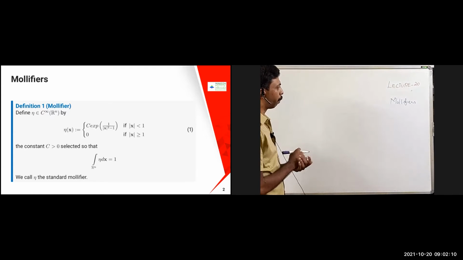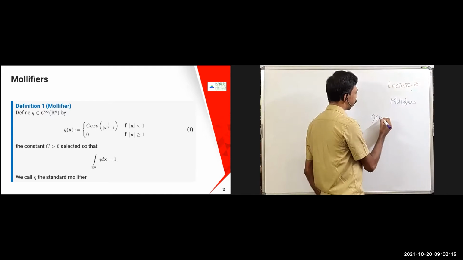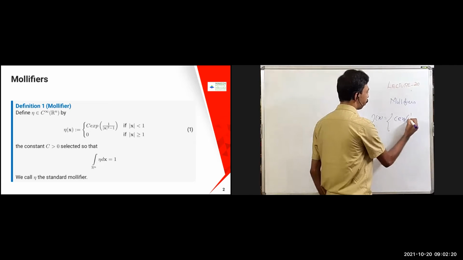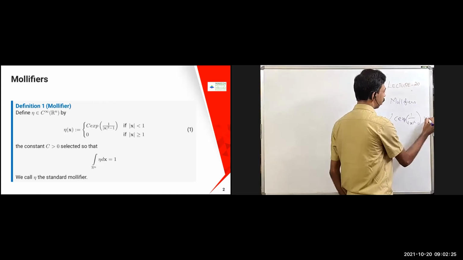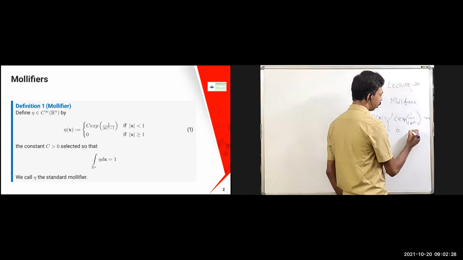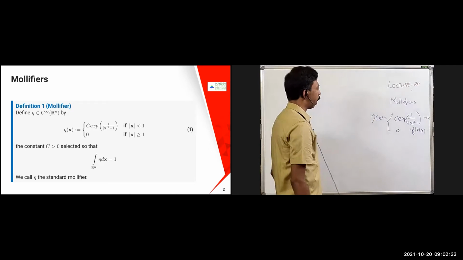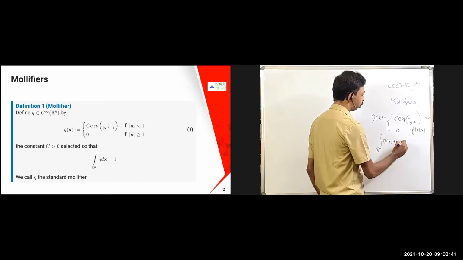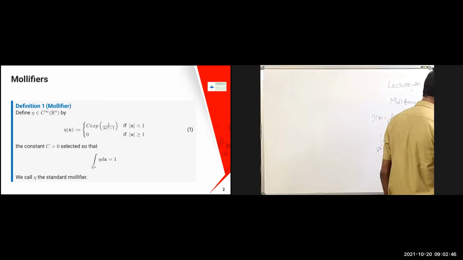Okay, so let us recall modifiers. The modifier I denote as eta of x. So eta of x equals c times exponential of 1 by (mod x squared minus 1) if mod x is less than 1, and 0 if mod x is greater than or equal to 1. This is the modifier, and c is chosen in such a way that the integral over R^n of eta of x dx equals 1. If this is satisfied, then this is called the standard modifier.